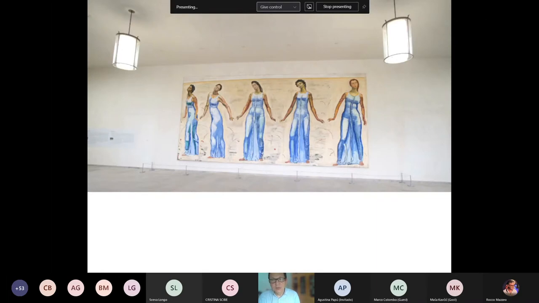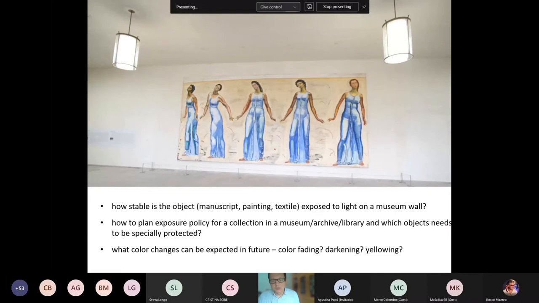So when we think about light, we ask several questions. First, we would like to know how stable is the object, and to have some input into our policy planning, into exposure planning for the exhibit of this object. And we would like to know which objects in our possession, in our collection, need some special treatment in this respect, a special protection. And we would like to know also what kind of color changes one can expect on a given object.